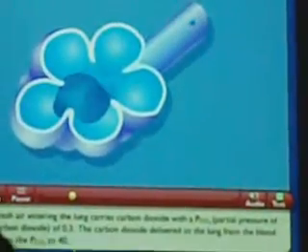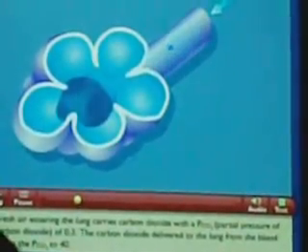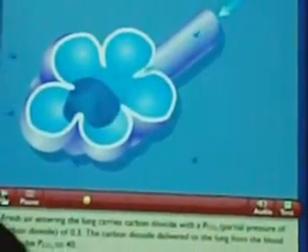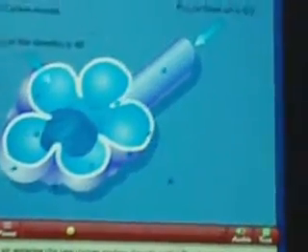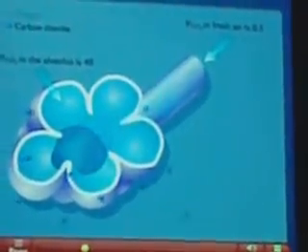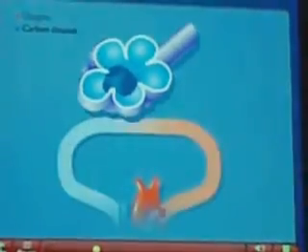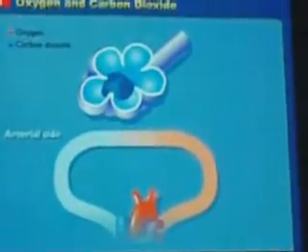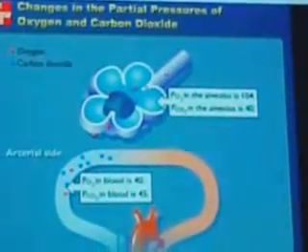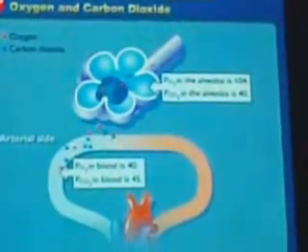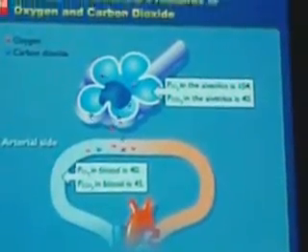carries carbon dioxide with a pCO2 of 0.3. The carbon dioxide delivered to the lungs from the blood raises the pCO2 to 40. At the arterial ends of the pulmonary capillaries, oxygen diffuses from the air in the alveoli into the blood, and carbon dioxide diffuses from the blood into the alveoli because of differences in partial pressures.